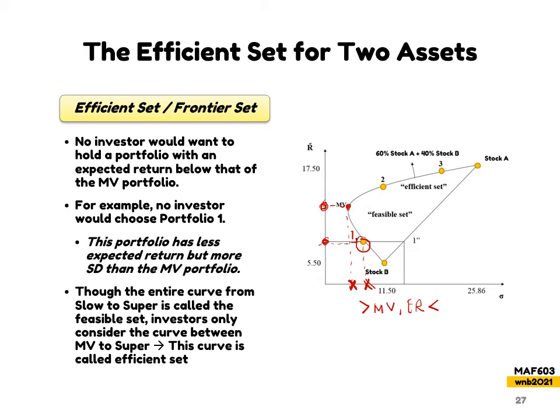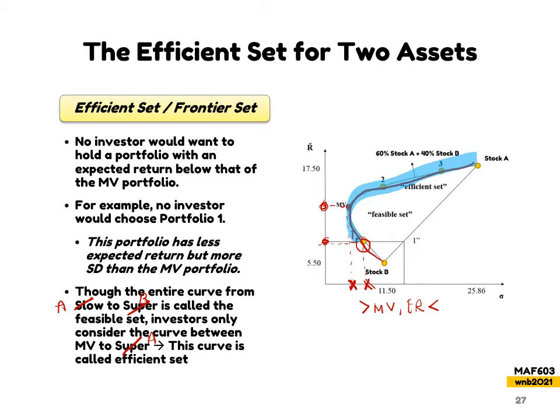The entire curve from A to B is called the feasible set. So we know that along the curve here is the feasible set. Investors can choose any point along this curve. However, investors only consider the curve between MV and A. So the efficient set is actually starting from here to A.